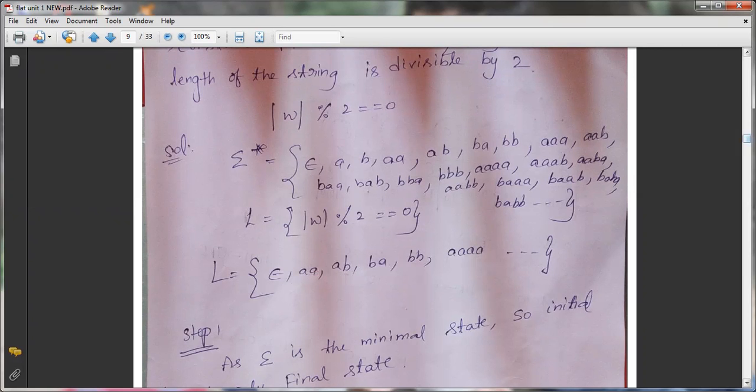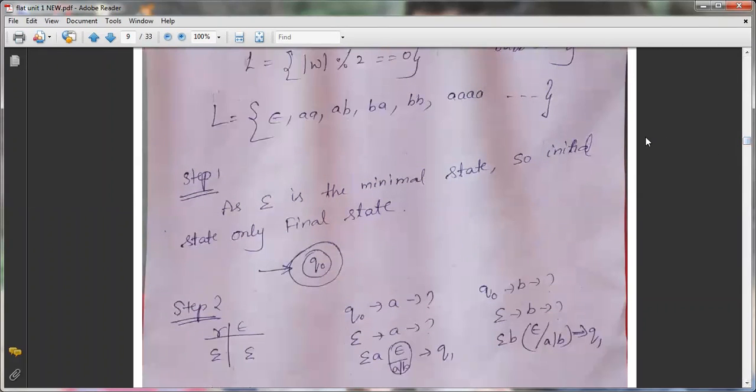So then what is step 1 in this? Here, how many states are there? We don't know, because we don't know the length of the string. We are not sticking to a particular string, for example substring 10, or ends with 10, or starts with 010. Like that, we are not giving a particular string here. The string you are taking should be divisible by 2.